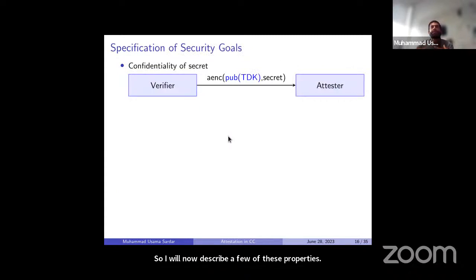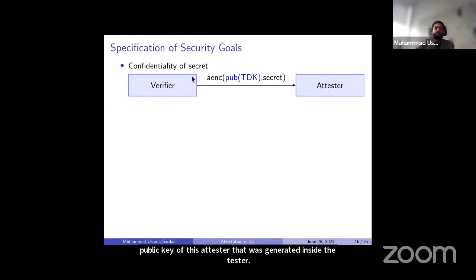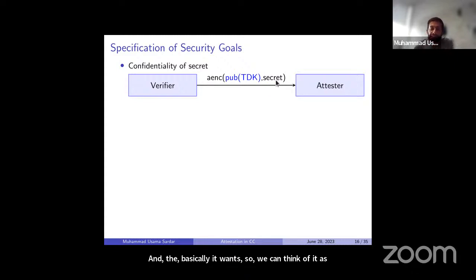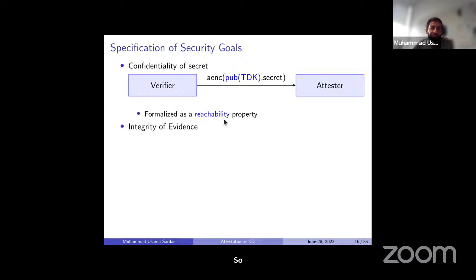Thinking about how we formalized it, starting from the intuitive notion that the verifier sends this secret encrypted with the public key of this attester that was generated inside the attester, we can think of it as a reachability property: whether the attacker can get this secret in the plain text or not. So that's basically formalized as a reachability property.